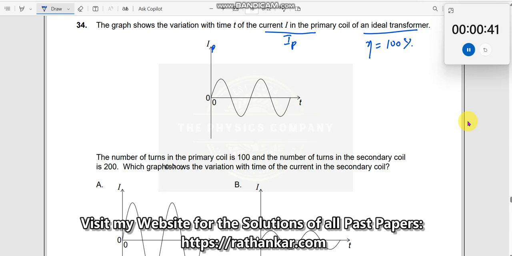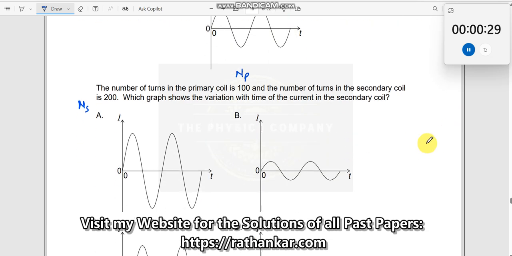The number of turns in the primary is 100, NP is 100. The number of turns in the secondary is 200, NS is 200. Then the graph shows the variation with time of the current in the secondary coil. So you need to show me which plot is correct. IS versus T, which one is it?